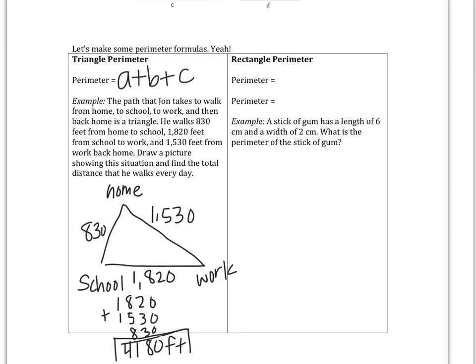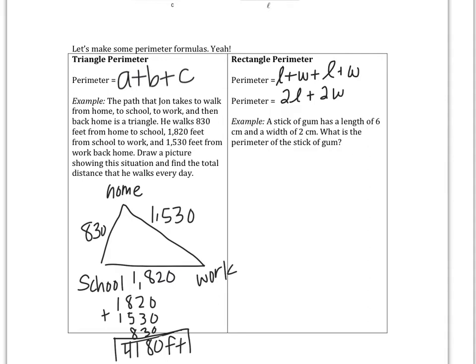Number 2, or the second thing that we're going to take a look at, is a rectangle perimeter. And the perimeter of a rectangle is, like we said, the length plus width plus length plus width. Another way to write that that's simplified is 2 lengths plus 2 widths.